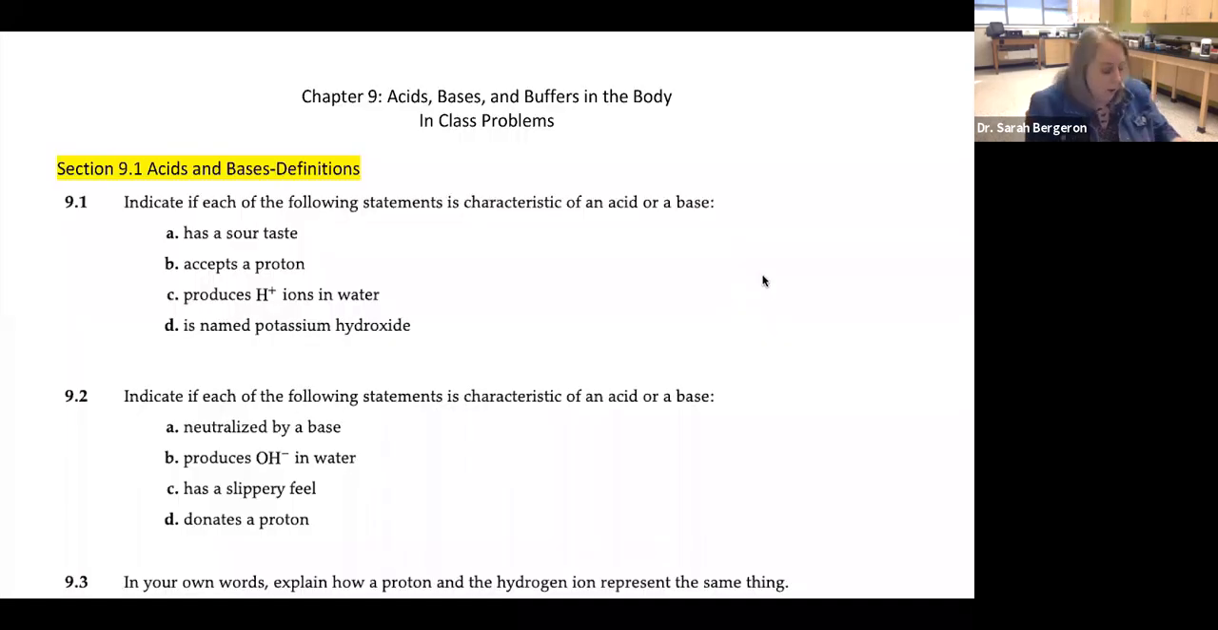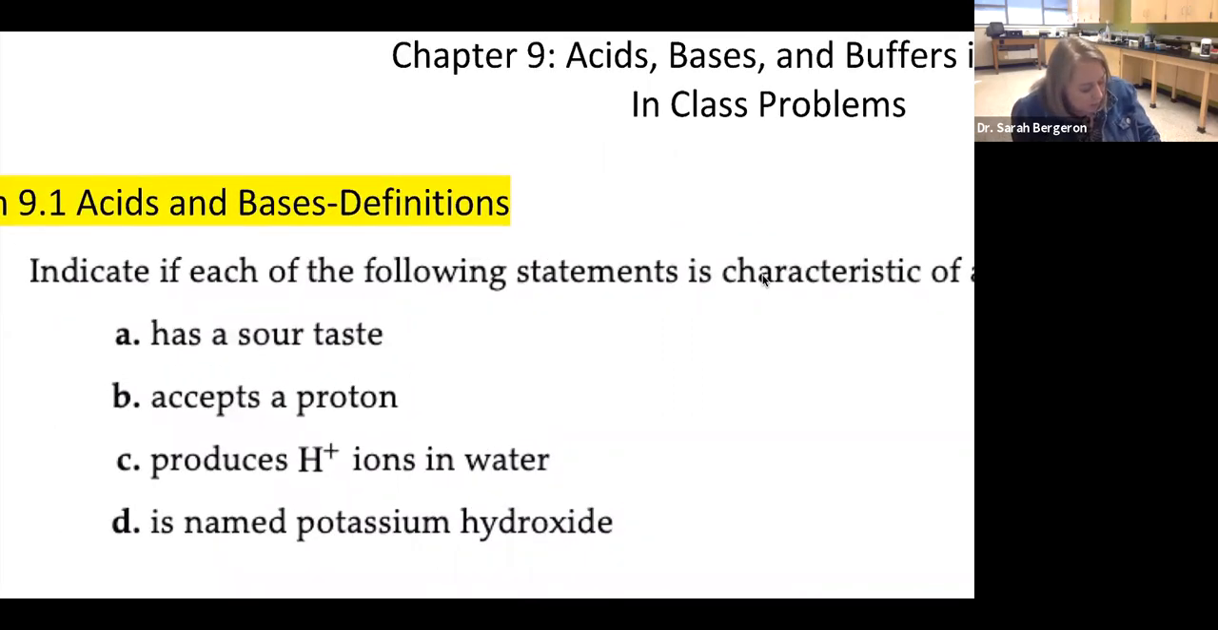All right, so 9.1, identify if each of the following statements is characteristic of an acid or a base. So, has a sour taste. I want you to think citric acid. So this would be acid. So this would be citric acid.